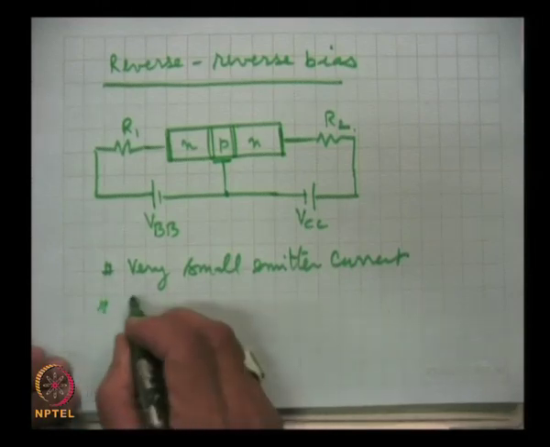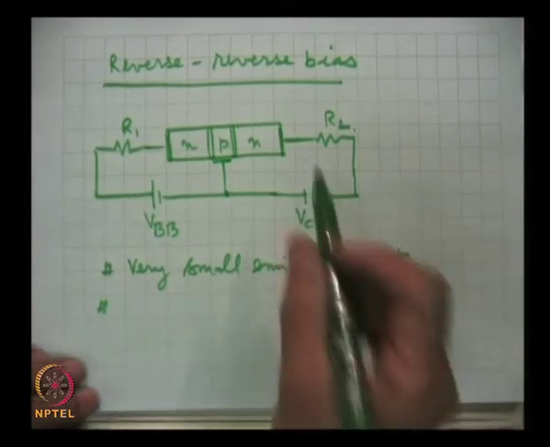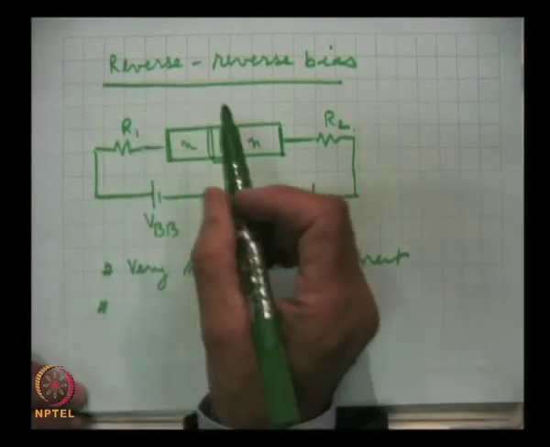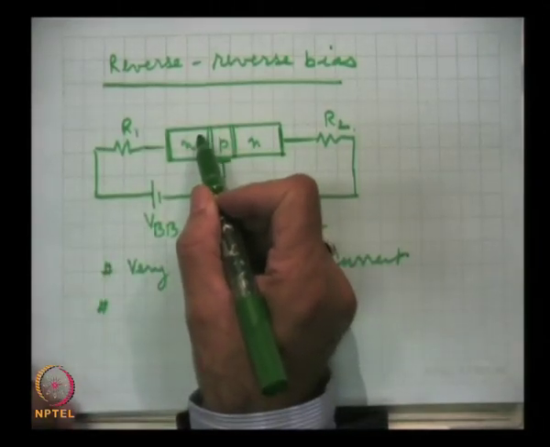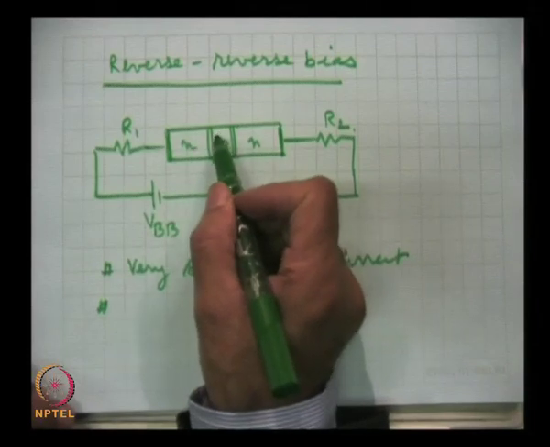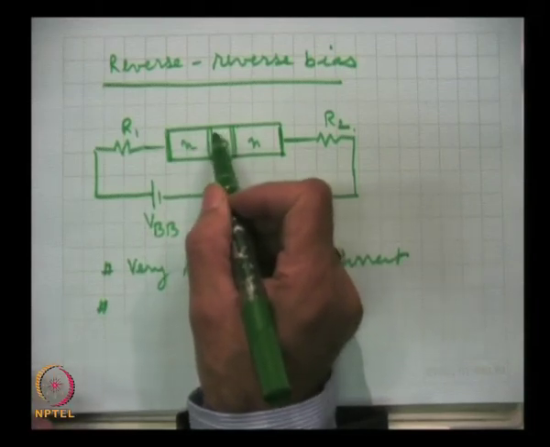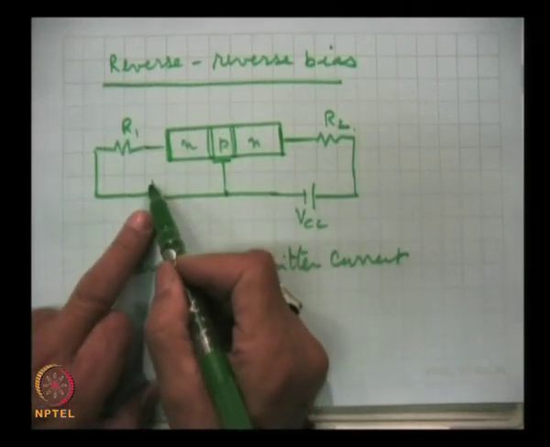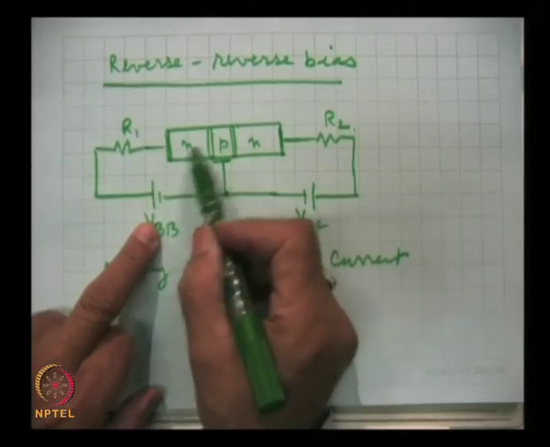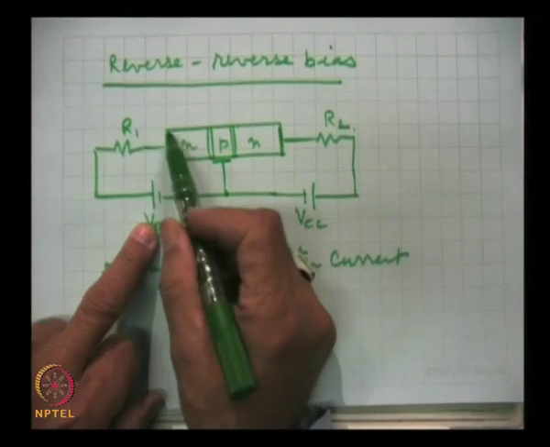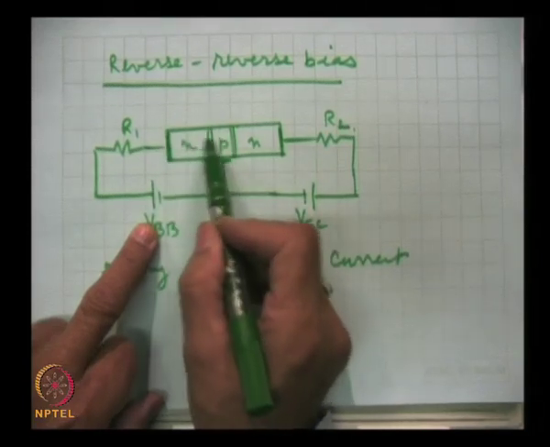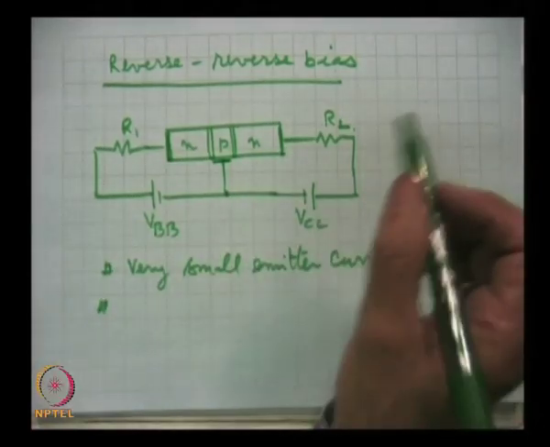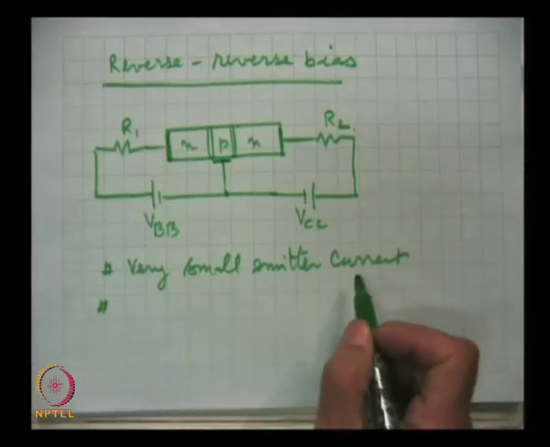which will be because of the thermally generated charge carriers, minority carriers, that means holes in the N side and electrons which are in minority on the P side. They both will drift with the applied field. This is positive, so the electrons will be dragged towards this electrode, and they will constitute the current. So, very small emitter current.